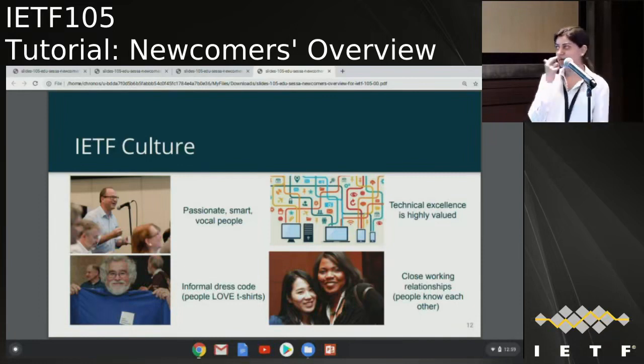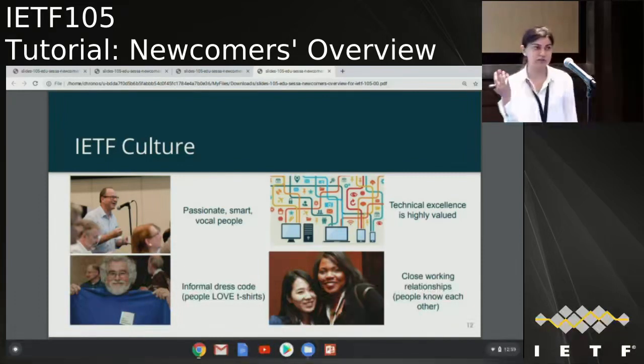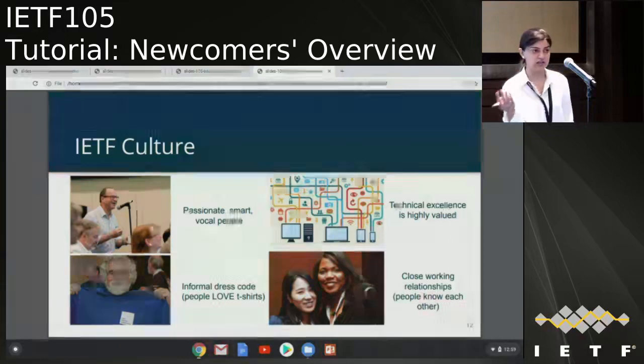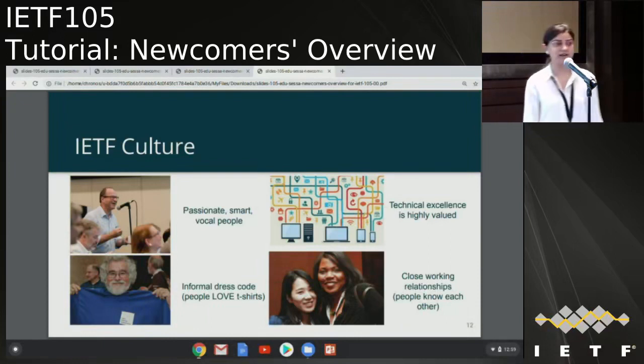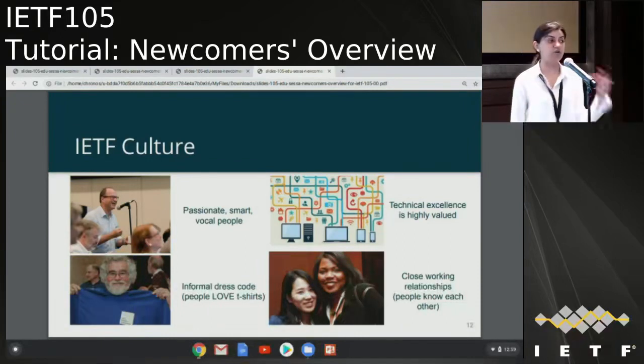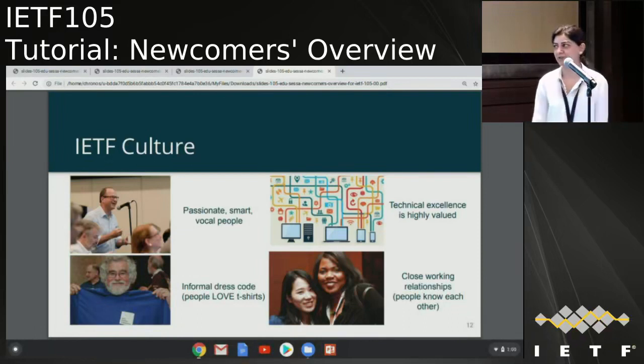Also, you should keep in mind that some of these people have been coming to these IETFs for the last 20 years. They know each other really well. They know how to talk to each other. They know their ways. So don't get scared off. If you're interested in talking to someone, just go there, introduce yourself, talk to them. It'll be all fine. You'll be accommodated.